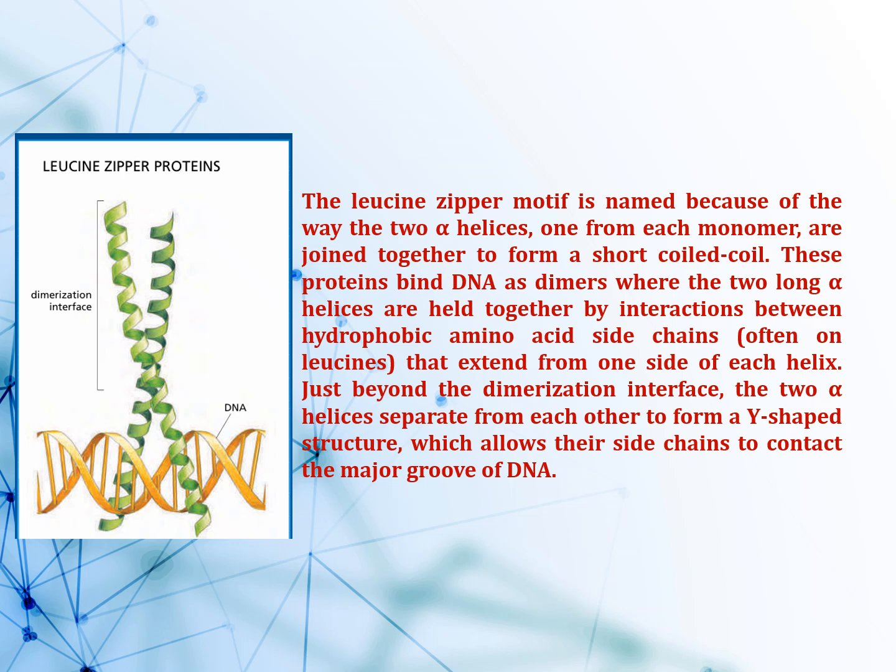The next one is leucine zipper proteins. This motif is named because of the way the two alpha helices, one from each monomer, are joined together to form a short coiled coil. These proteins bind DNA as dimers where the two long alpha helices are held together by interactions between hydrophobic amino acid side chains that extend from one side of each helix. Often leucines are involved in this binding. Just beyond the dimerization interface, the two alpha helices separate from each other to form a Y-shaped structure which allows their side chains to contact the major groove of DNA.